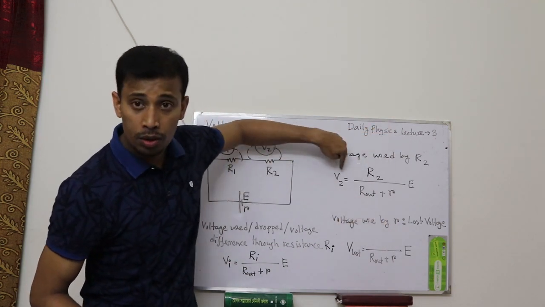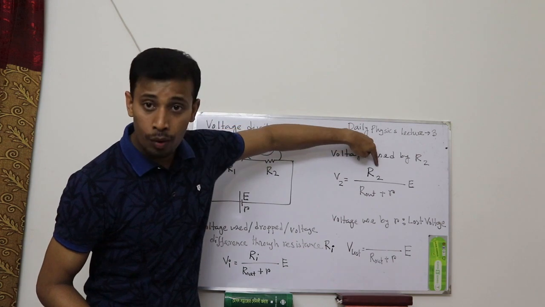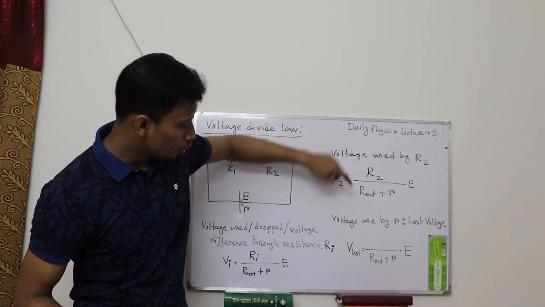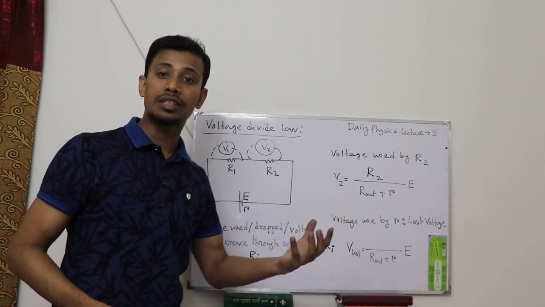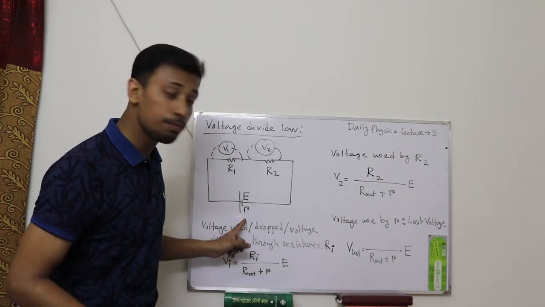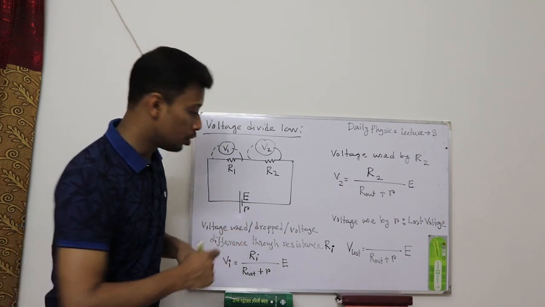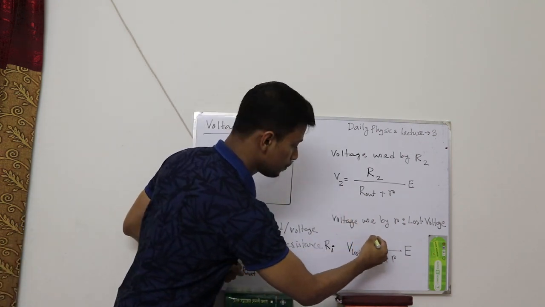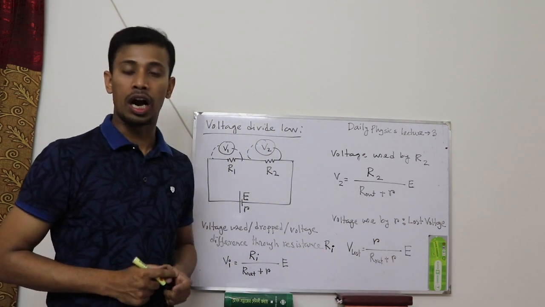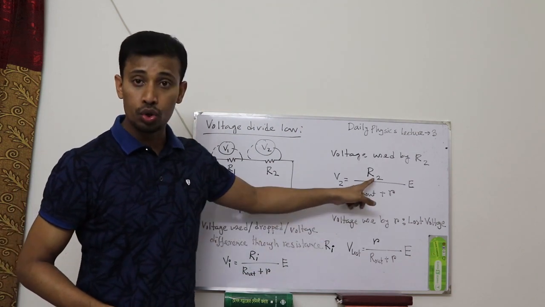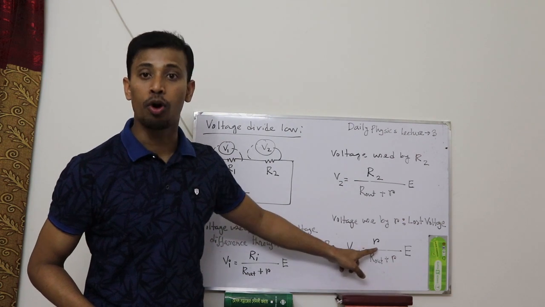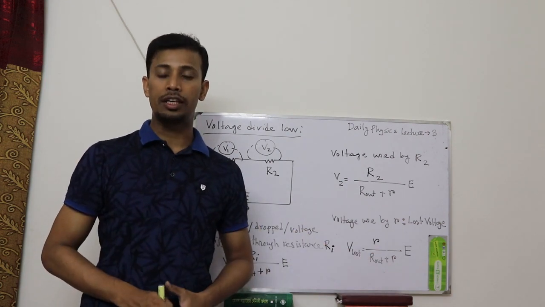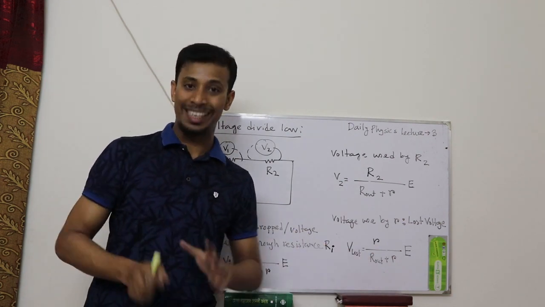So what will we put here? For R2 we have V2, for R1 we have V1. So for V lost, why is V lost being used? It is being used by small r. So we have to write here small r. So for R2, V2; R1, V1; and for V lost, small r. I hope you get it. We'll discuss about an example later.